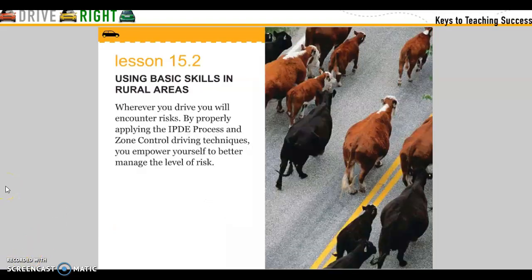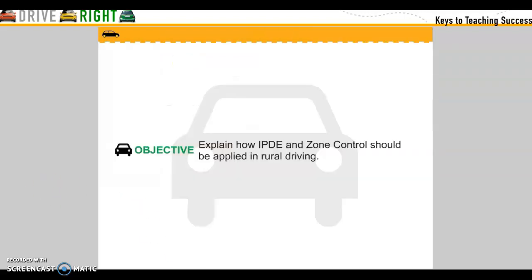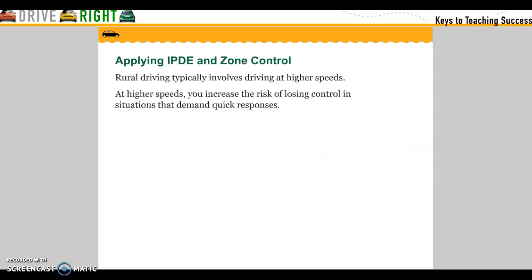Chapter 15, Lesson 2. Using basic skills in rural areas. Wherever you drive, you will encounter risk. By properly applying the IPTA process and zone control driving techniques, you empower yourself to better manage the level of risk. Objective. Explain how the IPTA and the zone control should be applied in rural driving.